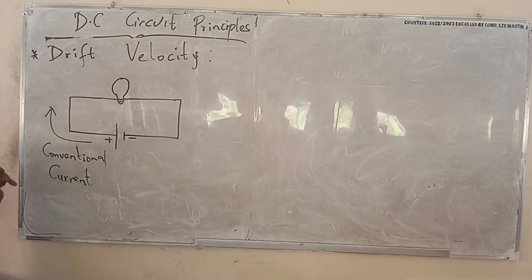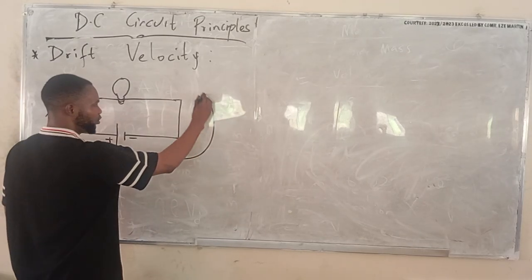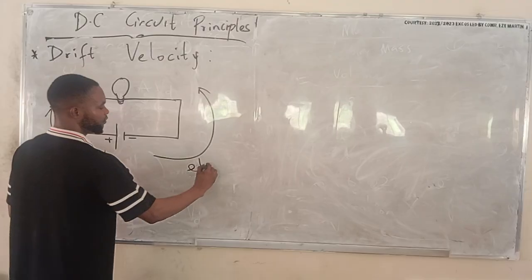But in reality, for electricity to be experienced, what you actually have is electron flow. Electron is flowing this way. Electron flow.